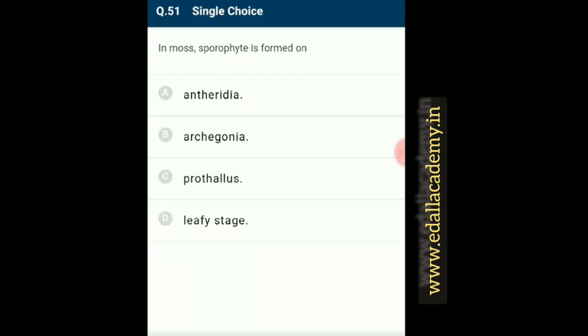The sporophyte of mosses is more elaborate than that of liverworts. So the answer is option D, leafy stage.